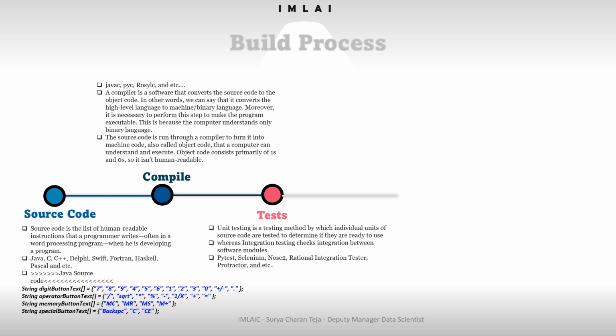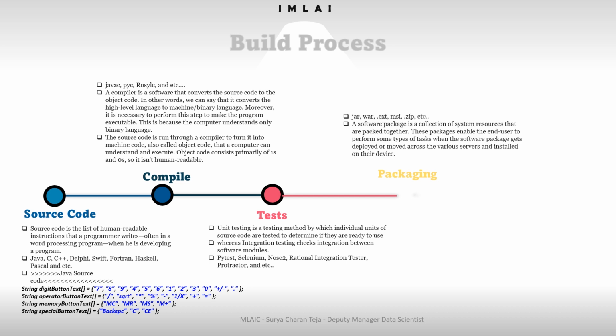So once the source code has been compiled and then unit tested and integration tested, now it's time for packaging. A software package is a collection of system resources that are packed together. These packages enable the end user to perform some types of tasks when the software package gets deployed, moved across various servers and installed on their device.